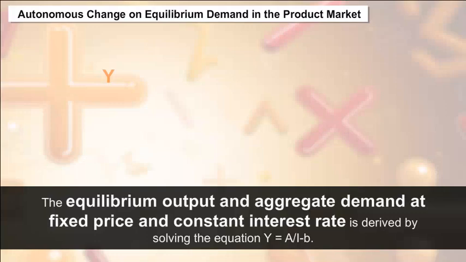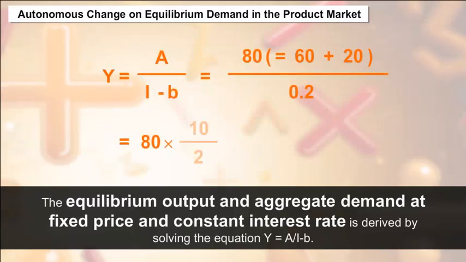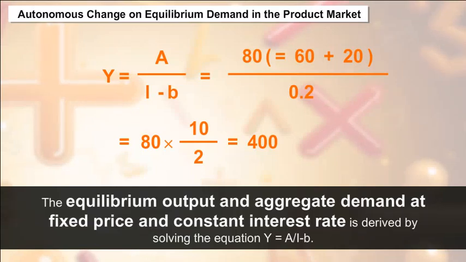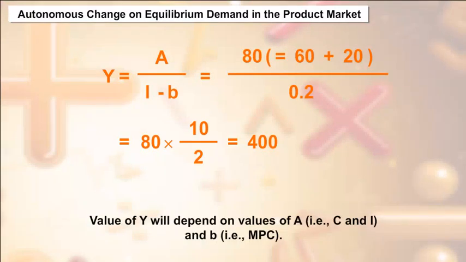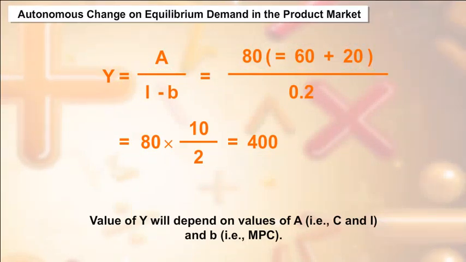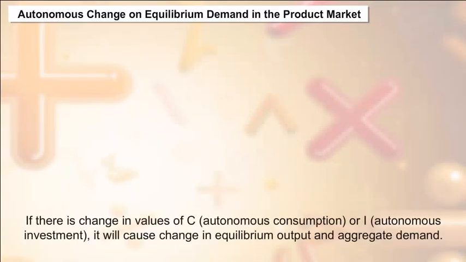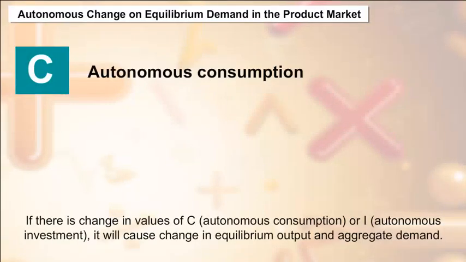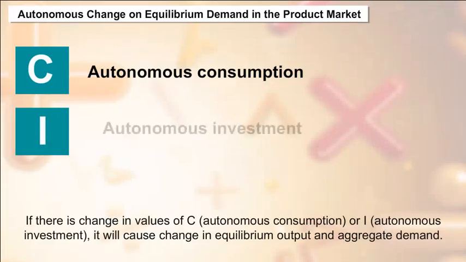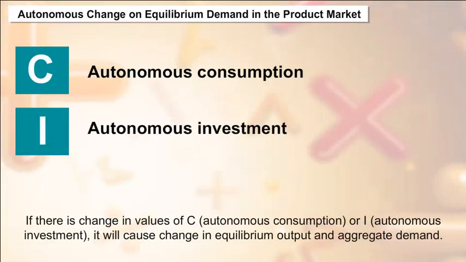The equilibrium output and aggregate demand at fixed price and constant interest rate is derived by solving the equation y = (a + I)/(1 - b). Clearly, the value of y will depend on the values of a, that is C and I, and b, that is MPC. Thus, if there is a change in the values of C, that is autonomous consumption, or I, autonomous investment, it will cause a change in equilibrium output and aggregate demand.